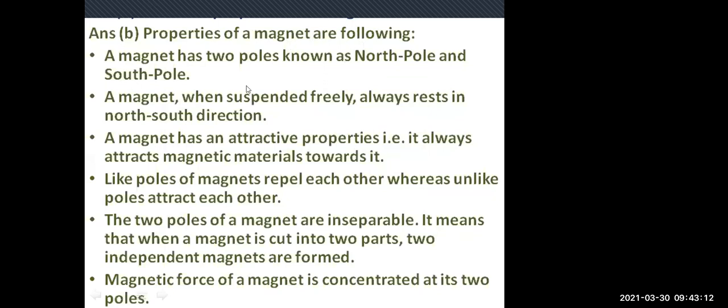magnet are following. A magnet has two poles known as North Pole and South Pole. A magnet, when suspended freely, always rests in north-south direction. A magnet has an attractive property, that is, it always attracts magnetic materials towards it. Like poles of magnet repel each other, whereas unlike poles attract each other. The two poles of a magnet are inseparable. It means that when a magnet is cut into two parts, two independent magnets are formed. Magnetic force of a magnet is concentrated at its two poles.